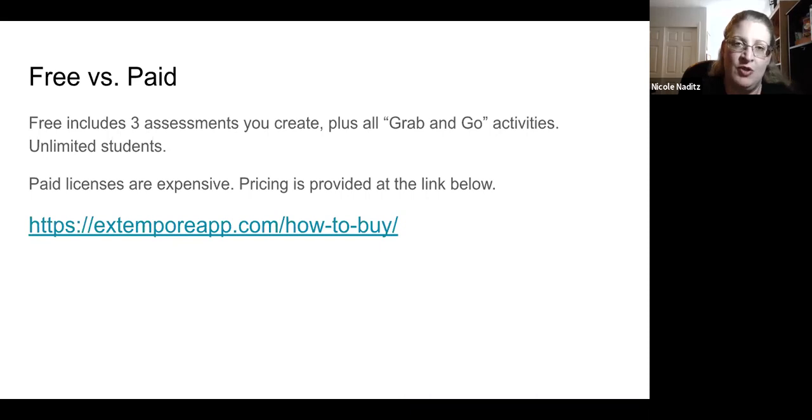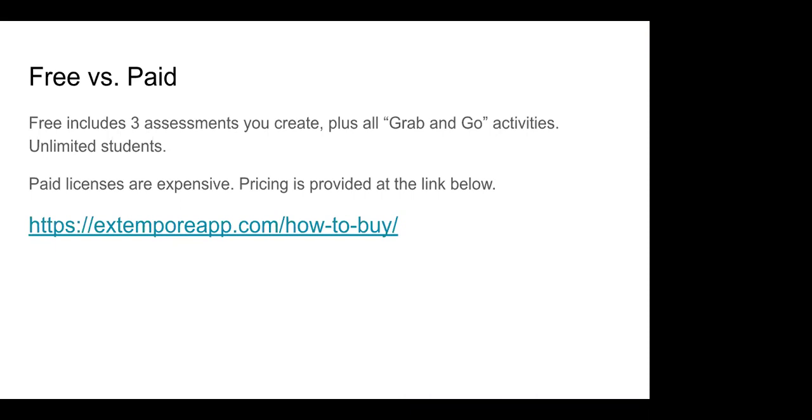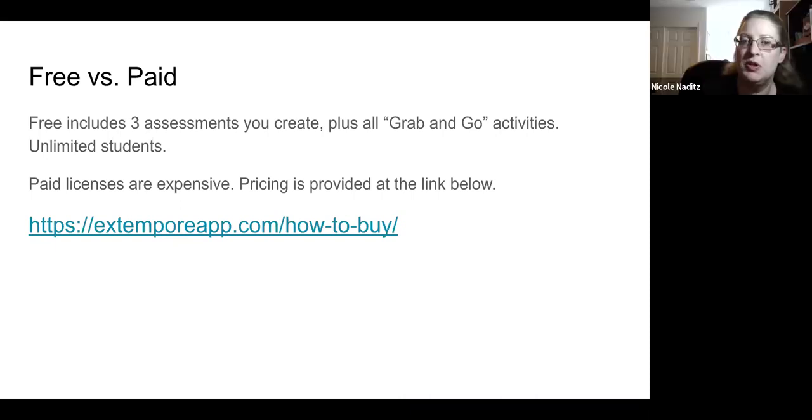I suspect that for the time being, especially with the budget cuts we are expecting, you'll make full use of everything you can do with those grab and go activities, so that you can put them into your classes, as well as the three assessments you can create. And I don't know if the three assessments are total or per class. I think it's total. So it's not like I can create a French 1 class, a French 2 class, a French 3 class, and a Combo 4 AP class, and then create three assessments from scratch for each one.